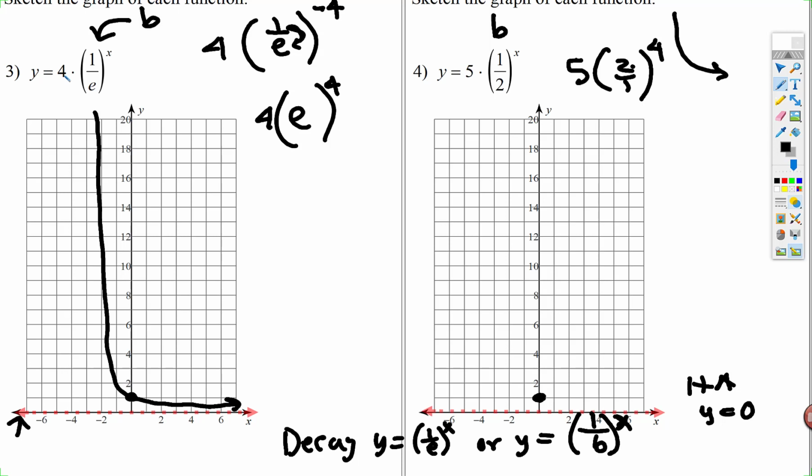And again, if there's a scaling factor multiplied by 4, the graph is going to be steeper this way and come down more sharply. And these are called decay.